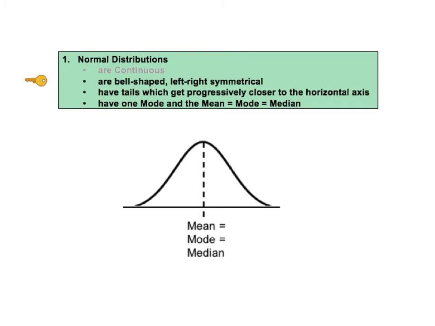KTU number 1 goes on to say that, as shown here, normal distributions are bell-shaped and left-right symmetrical, and they have left and right tails which get progressively closer to the horizontal axis. They have one mode, and the mean equals the mode equals the median.